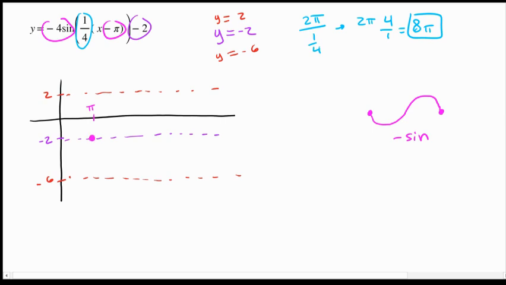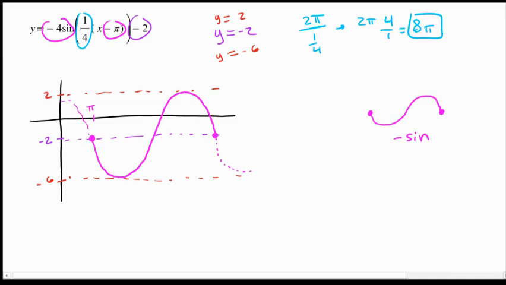So again, we're starting here. It's a negative sine function, so I go down first. Let me draw that a little bit better. And so that's one period, or one cycle. And technically, again, it continues on forever, but I'm only asked to draw one.